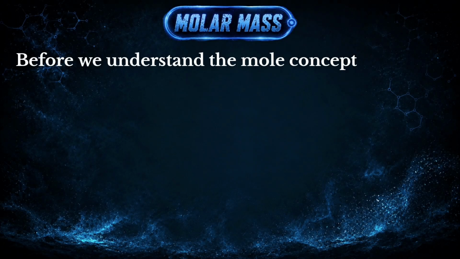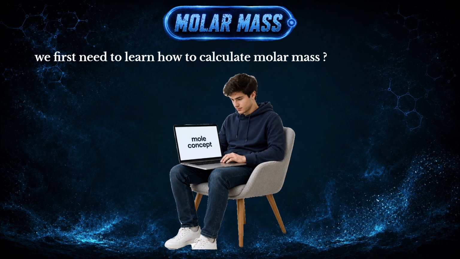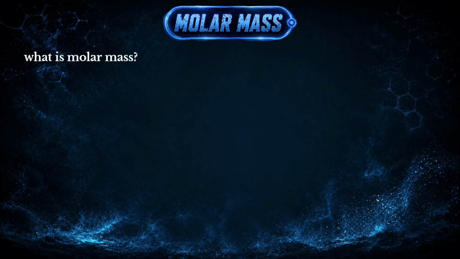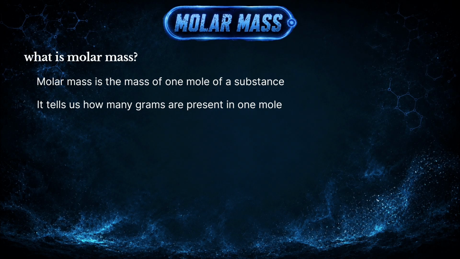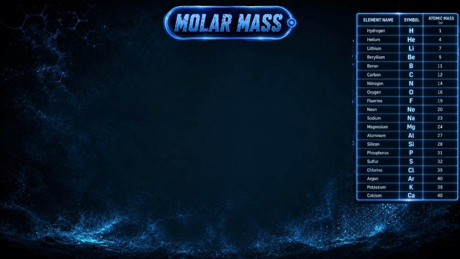Before we understand the mole concept, we first need to learn how to calculate molar mass. Once you know how to calculate molar mass, learning the mole concept becomes much easier. But first, what is molar mass? Molar mass is the mass of 1 mole of a substance. It tells us how many grams are present in 1 mole, and its unit is grams per mole. To calculate the molar mass of any substance, we simply add together the atomic masses of all the atoms present in its chemical formula. If you don't remember the atomic masses of the elements, don't worry, you can simply look them up on the periodic table. Now, let's solve a few examples.